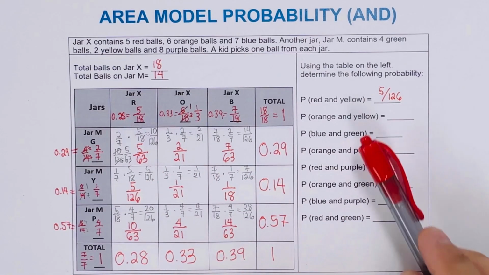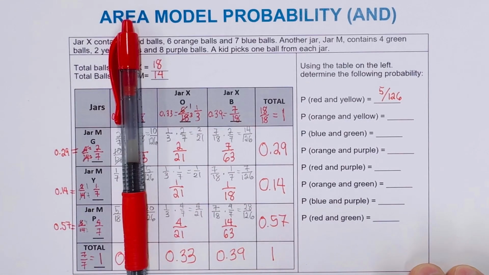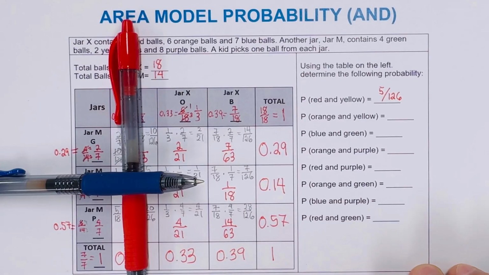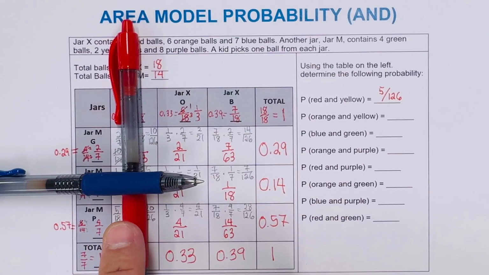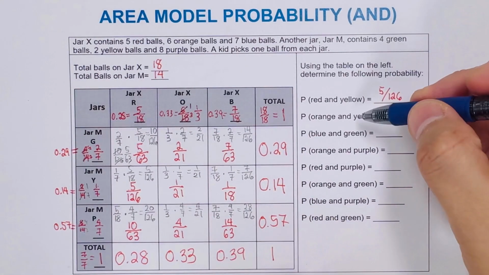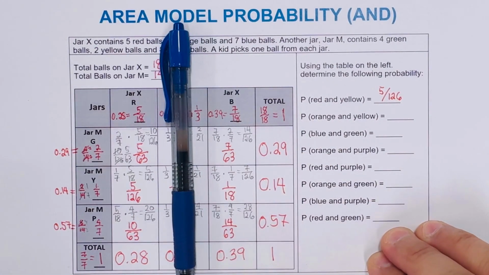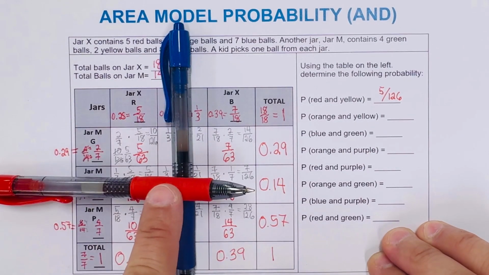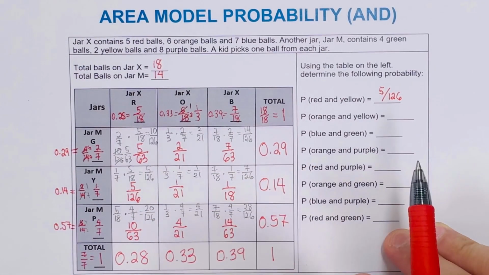So this is the column for the red, and this is the row for the yellow. Where these two pens touch each other, that is the probability. So it's sitting at 5 over 126. So it's right there. Next, orange and yellow. So orange, and then I go to yellow. It's this one. So the intersection for the two pens is right here. So that value is 1 out of 21.